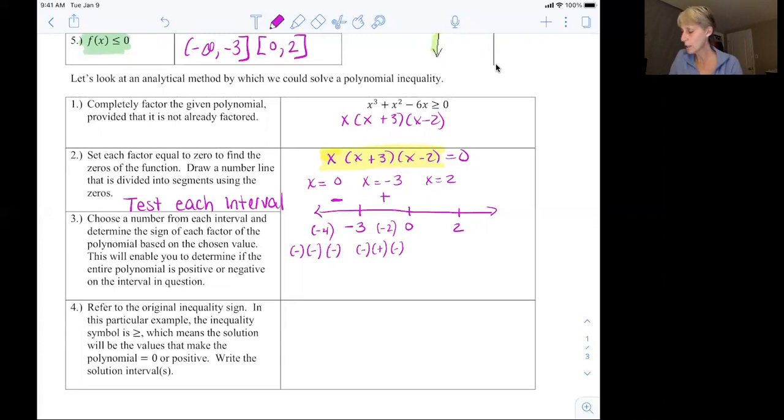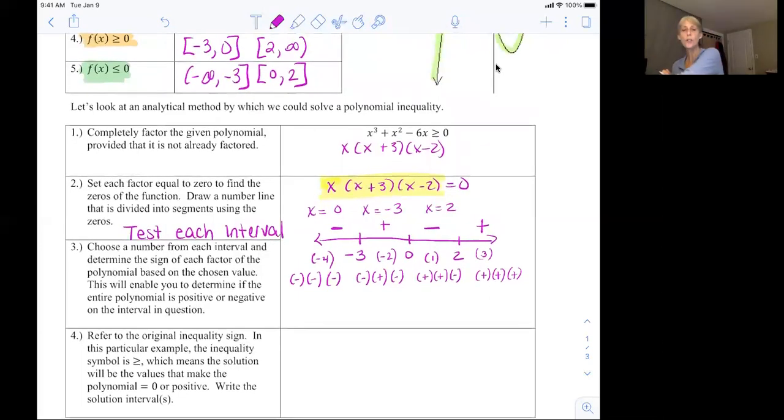Pick a number between 0 and 2. I'll take 1. When I plug in 1, I get a positive factor. 1 plus 3 is positive. 1 minus 2 is negative. So all of my y values in that interval are negative. And pick a number bigger than 2, so let's say 3. 3 plus 3 is positive, 3 minus 2 is positive. Multiply 3 positives together and you get a positive value.